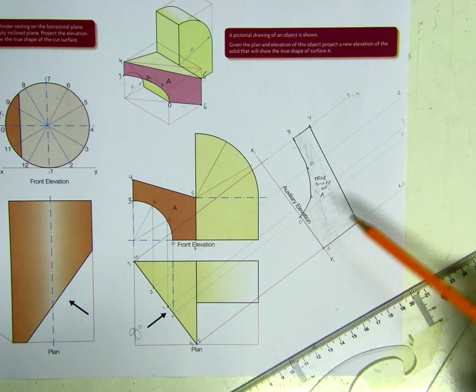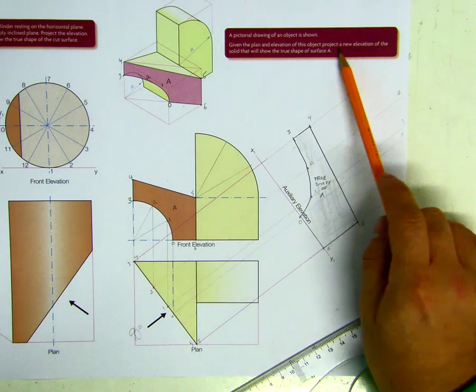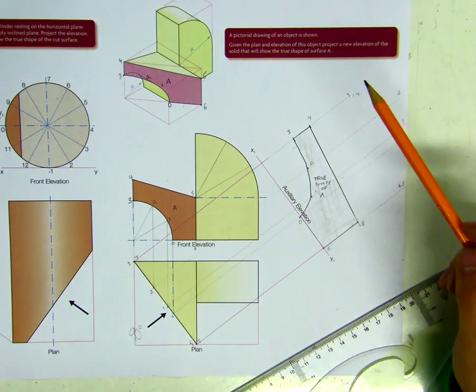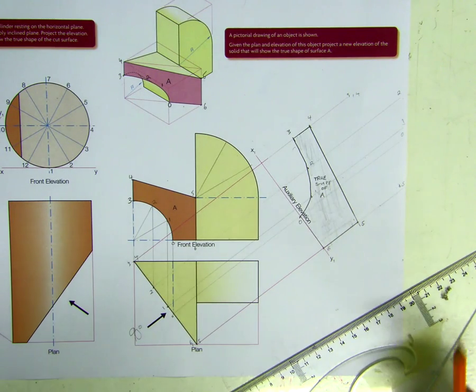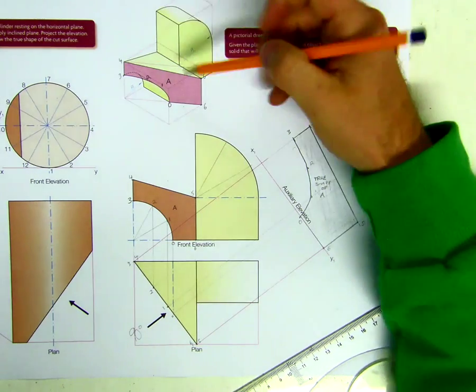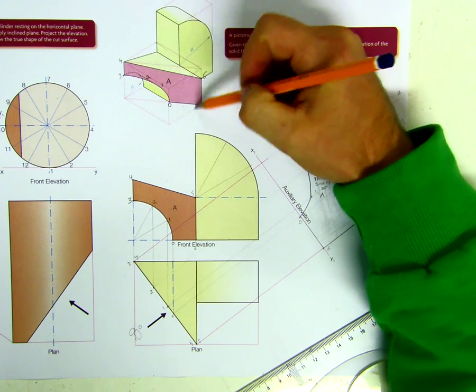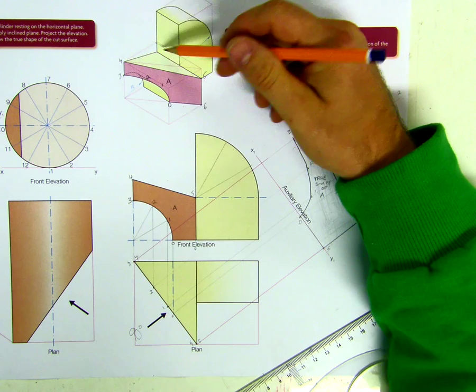Okay, but our question asks us to show a new elevation. So we have to finish off our elevation. So that's a true shape. We get some marks for that, but we have to finish the full question. Okay, so we'll just stick with this block here. So we can see we have this shape inside a block or a cube.